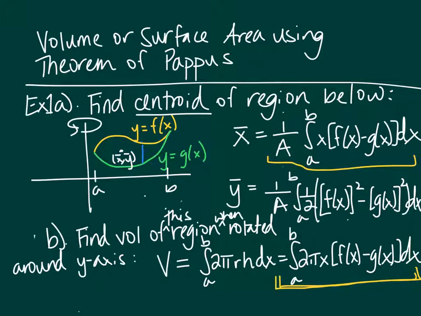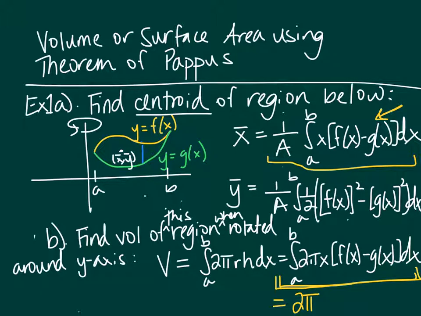Put it on pause. So notice I can pull out the 2 pi from here, and then I'm left with the exact integral that's in the numerator up here, which means I can multiply both sides of this up here by the area, and I would be left with the integral that I wanted.